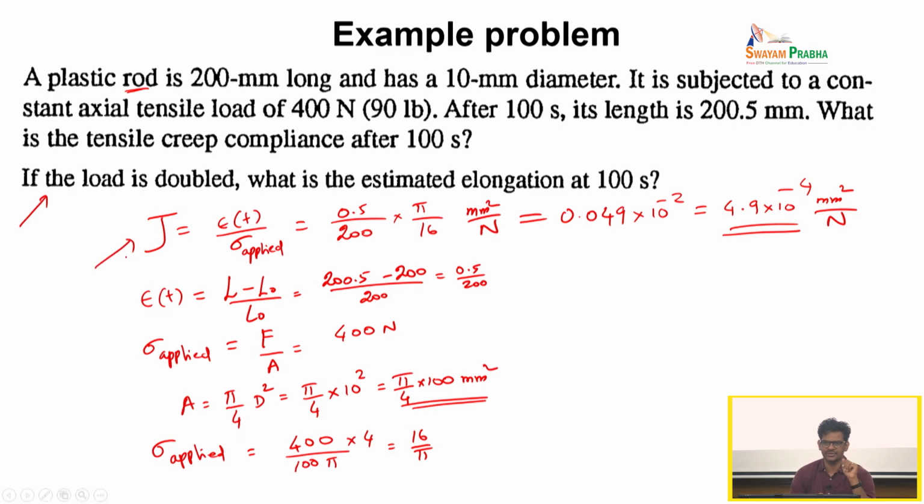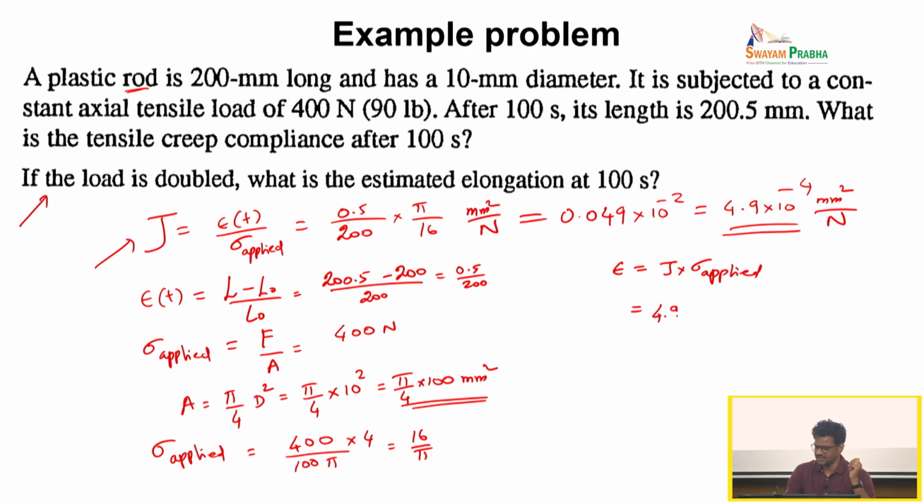So now you are asking another question. Let's say you do another experiment where you double the load. That means you go from 400 Newton to 800 Newtons. You're doubling it, and then you want to know what is the elongation, right? So here, we can use this creep compliance to answer this question instead of actually doing an experiment. Since we have this information of creep compliance, we can say that epsilon will be J times sigma applied. So J we obtained from the previous experiment.